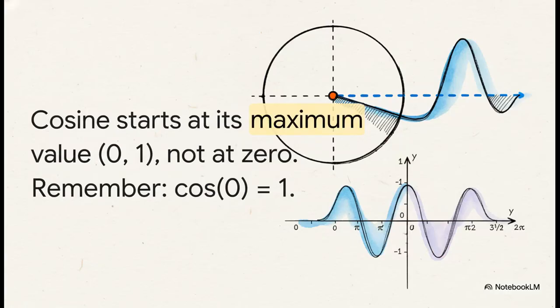Now, this has a really direct consequence. At an angle of 0, when you're on the far right of the unit circle, your x-coordinate isn't 0, it's 1. You're at your maximum. And that's why the cosine wave doesn't start at the origin like sine does. Nope, it starts at the top, at its peak value of 1.